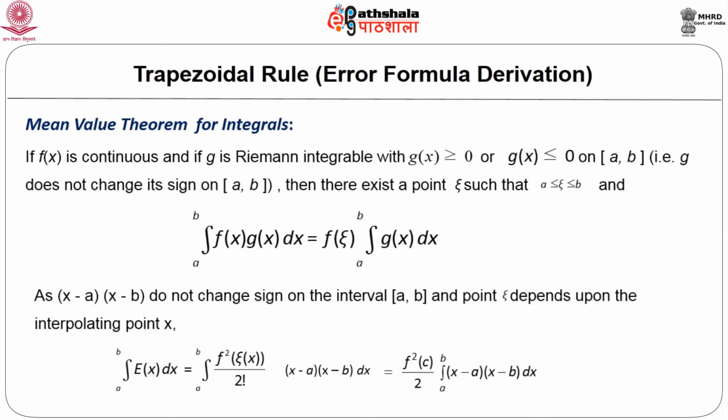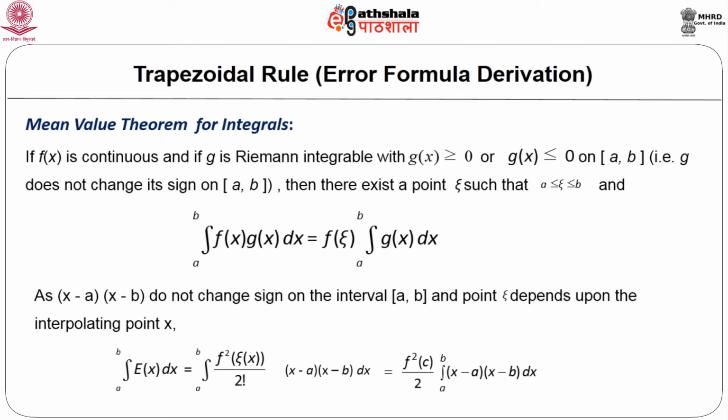If f(x) is continuous and if g is Riemann integrable on the interval [a, b], and moreover g(x) is entirely positive or entirely negative on the interval [a, b], meaning g(x) does not change its sign on the interval a to b, then there is a point xi, or you may call it c, within the interval a to b, meaning a is less than or equal to xi less than or equal to b, such that we can write the integral from a to b of the product f(x) g(x) dx as f(xi) times the integral from a to b of g(x) dx.